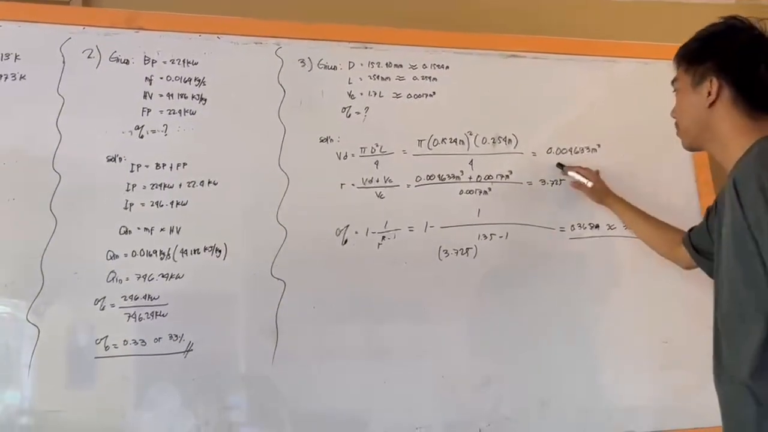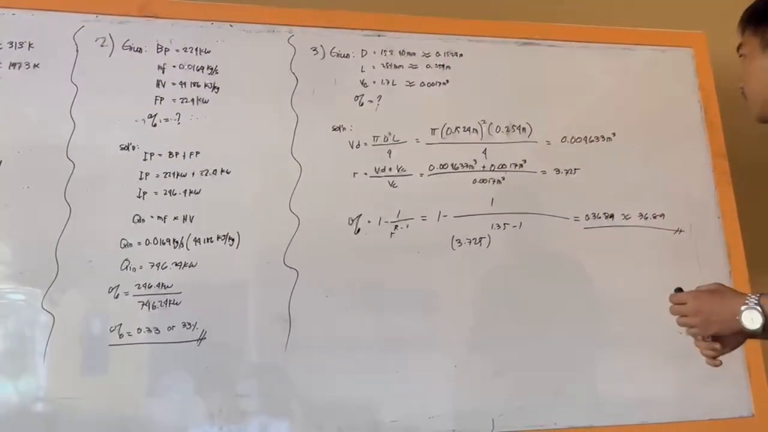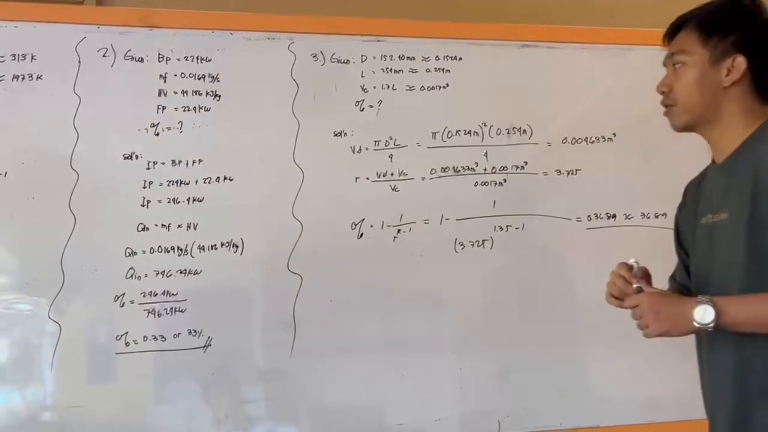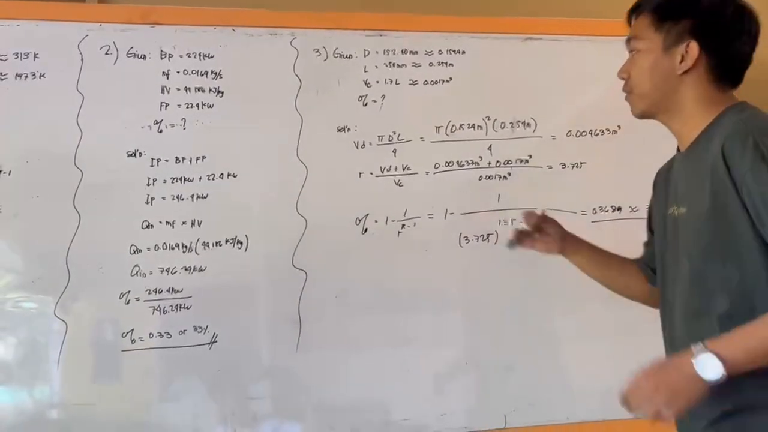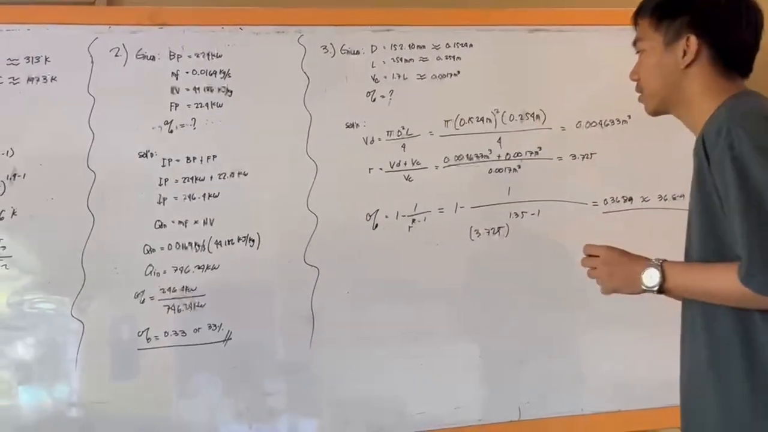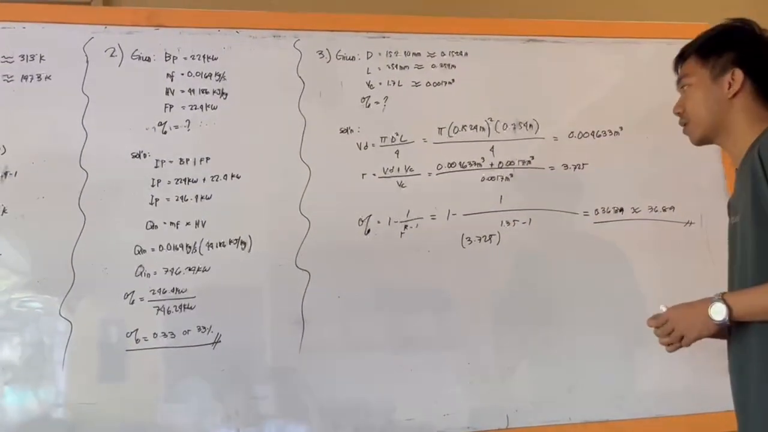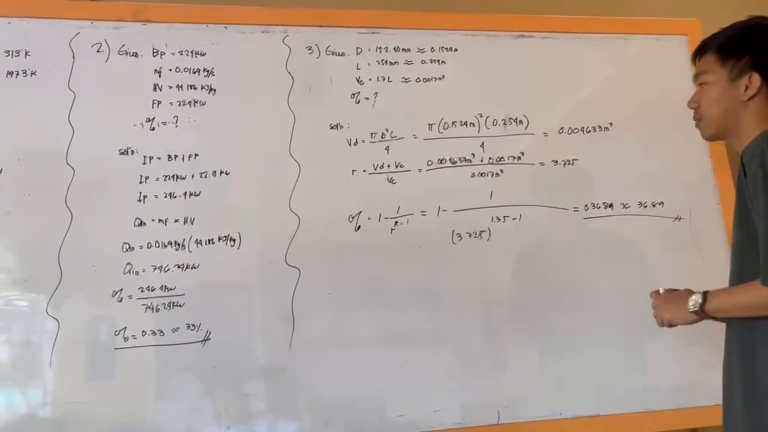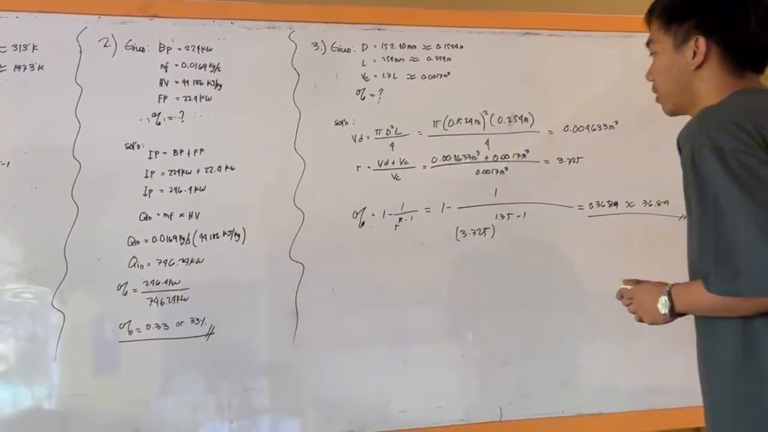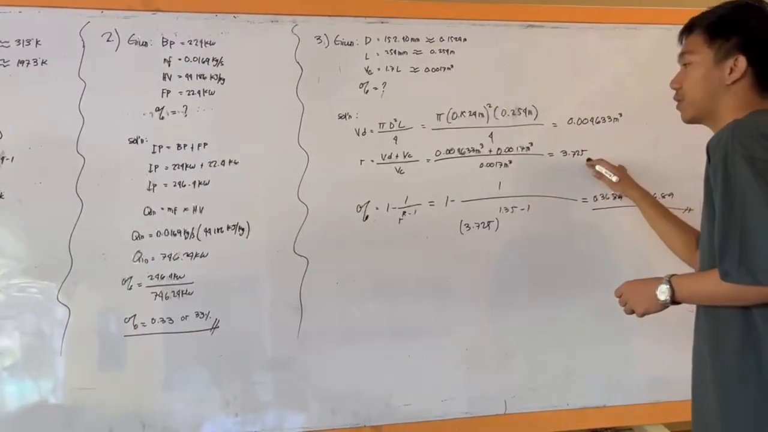So we have a 0.004633 cubic meter. And for our r, we have a formula of VD plus VC over VC. So we have 0.004633 cubic meter plus 0.017 cubic meter over 0.017 cubic meter. And we have an r of 3.725.